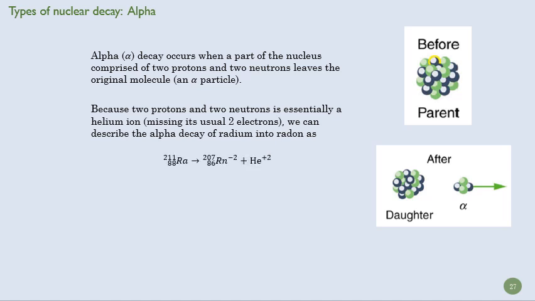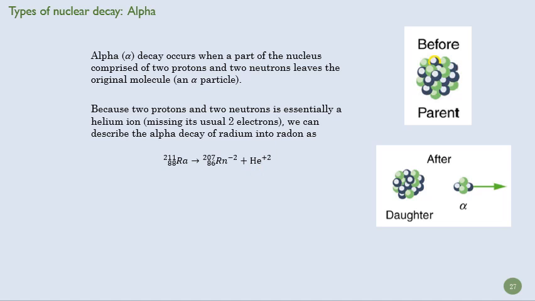So that we can write an equation like this, and here we're describing radium decaying into radium. We're going to go from 211 to 207, and we're going to go from 88 to 86. That's losing those 2 protons. And because we've lost 2 protons but haven't lost an electron, we now have a charged particle, right? Because we still have 88 electrons, which means that we have a -2 charge on our atom. And our helium nucleus that flew away has 2 protons, but it doesn't have any electrons. So it has a +2 charge.